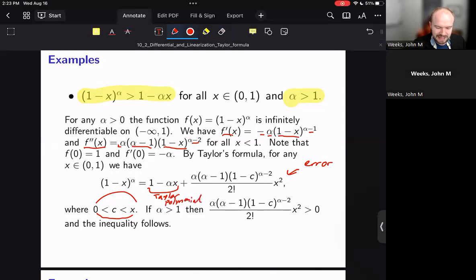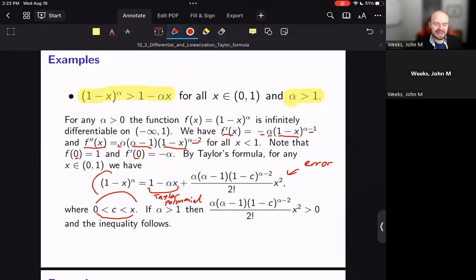Notice that we get to plug in f prime of 0 and f of 0 for each of those things. So that's f of 0, and this is f prime of 0. All plugging it into that Taylor series formula, this is what we end up getting. Now, notice that the left-hand side is 1 minus x to the alpha, which we know is equal here because of Taylor's formula. And then here we have 1 minus alpha x. That's exactly this Taylor polynomial.